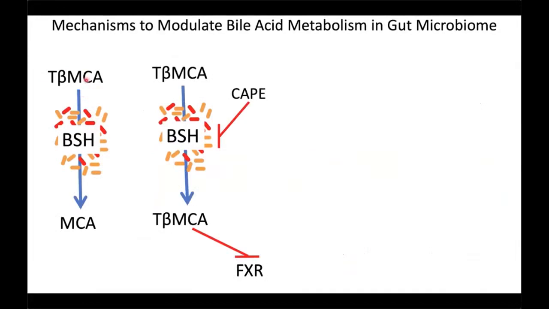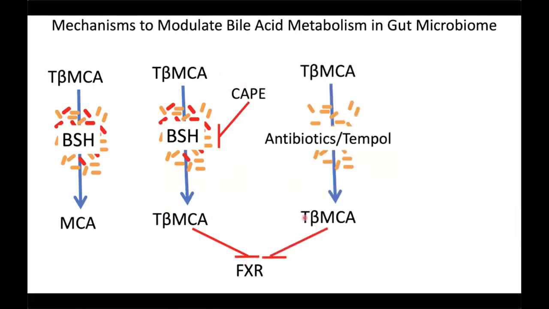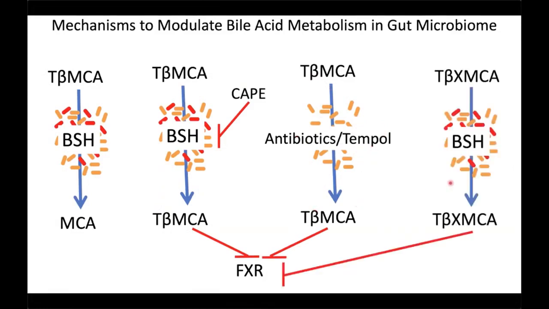So we know that T-beta-MCA can be metabolized by BSH to generate ursocholic acid. We can inhibit this activity through specific BSH inhibitors. When we do so, this enriches T-beta-MCA, which we know to inhibit FXR. We can also deplete the bacteria through either antibiotics or specific potent antioxidants, in this case Tempol, which also can inhibit FXR. And furthermore, we can enrich for bacterial populations that lack BSH activity, which also can lead to the enrichment of T-beta-MCA, which can also inhibit FXR.